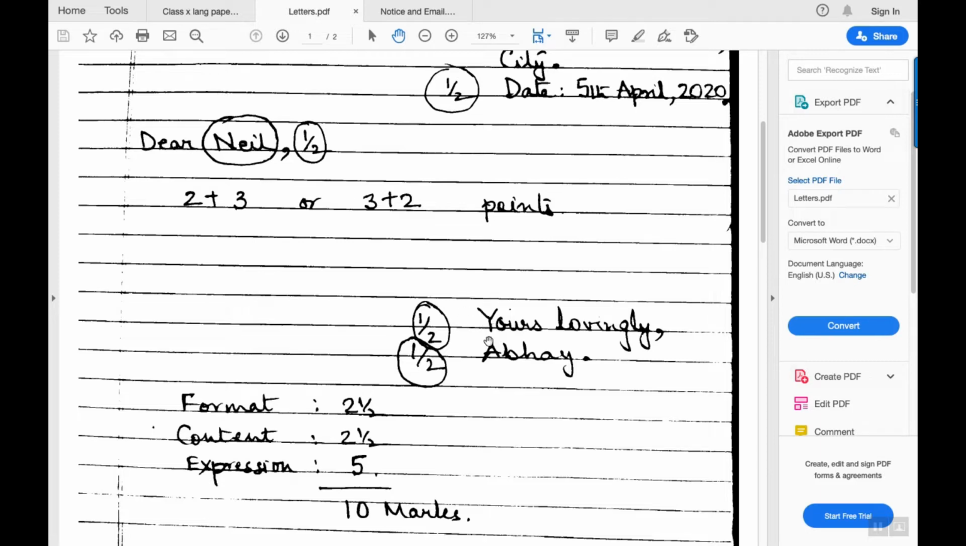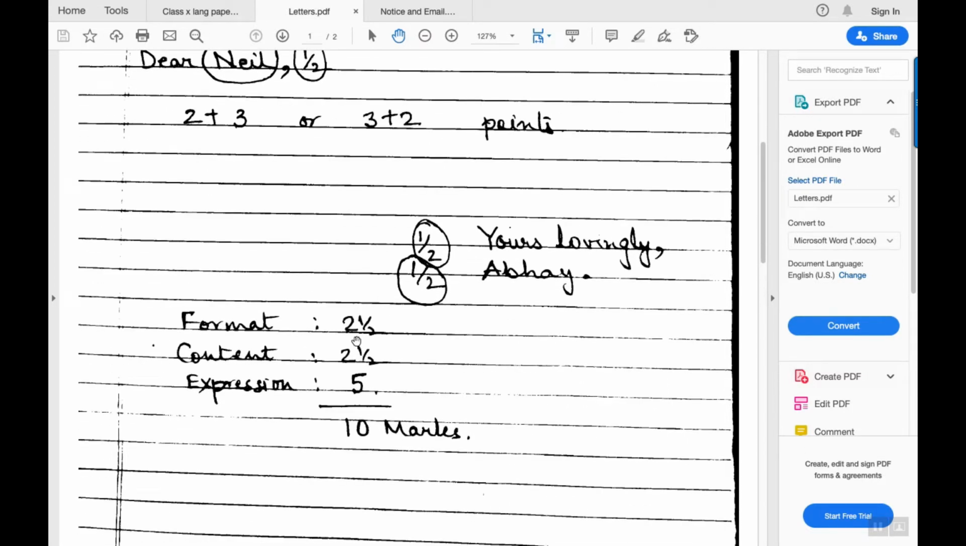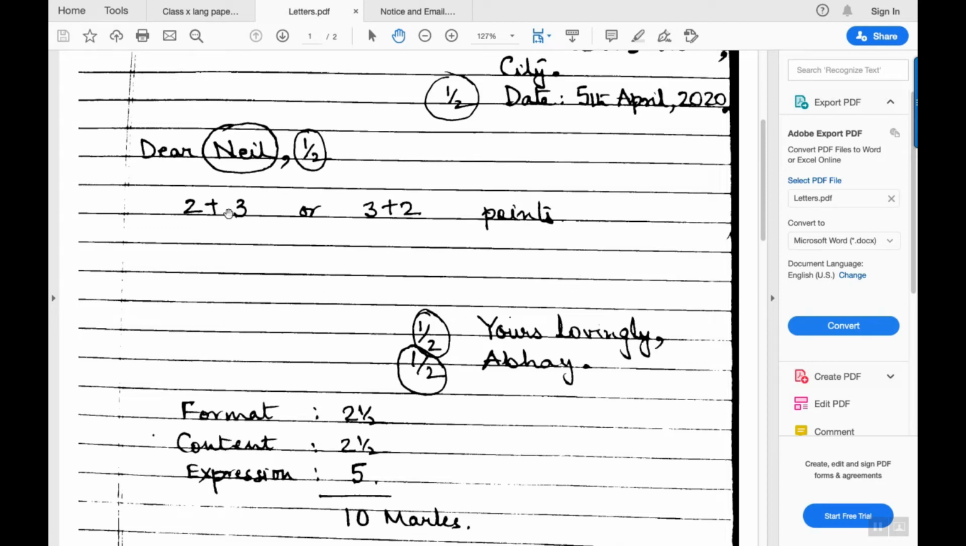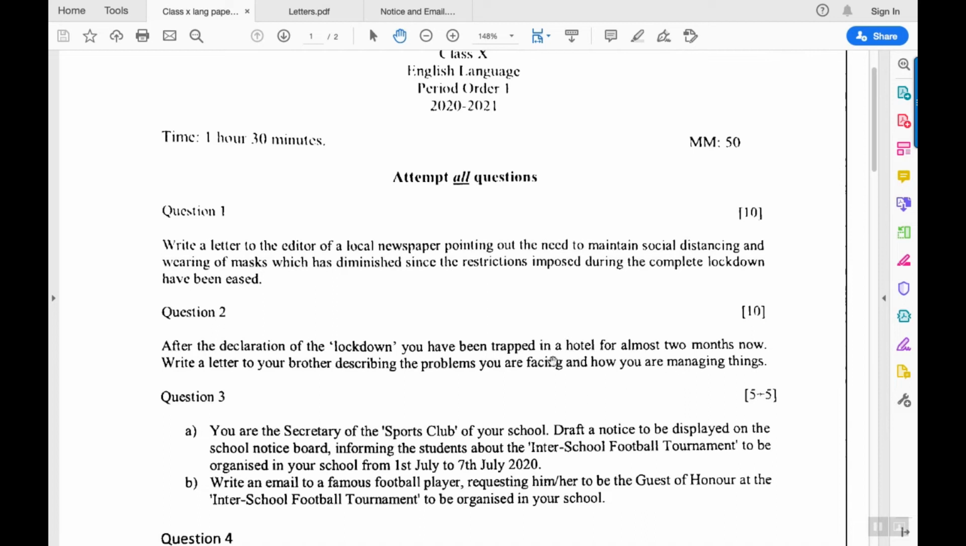Again, note how Y has been written. Half marks plus half marks. Total, format 2.5 marks, content 2.5 marks, and expression 5 marks. That is 10 marks. What is expression? The way you express this section, the body, the way you express the points that have been asked in the question. This includes, not includes, rather, if there are grammatical mistakes, you're going to lose marks for that. Please note.